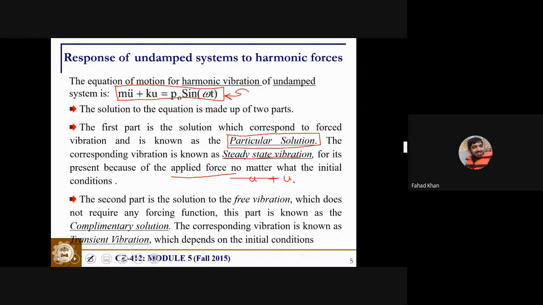The second part is the solution to free vibration, which does not require any forcing function. This part is known as the complementary solution, and the corresponding vibration is known as transient vibration, which depends on the initial conditions only. So whenever you are solving these kinds of equations, you will solve first for m u double dot plus k u equals 0, and you will find the complementary solution. And once you have done that, then you will start with the particular solution or steady state vibration.